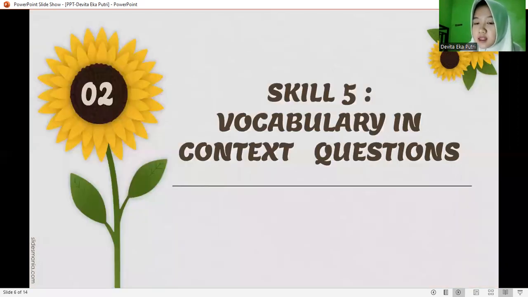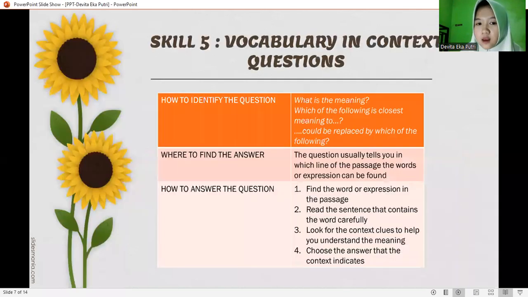Next slide. Skill 5. Vocabulary in context question. How to identify the question? What is the meaning? Which of the following is closest in meaning to blah blah blah? Could be replaced by which of the following? Where to find the answer? The question usually tells you in which line of the passage the word or expression can be found.